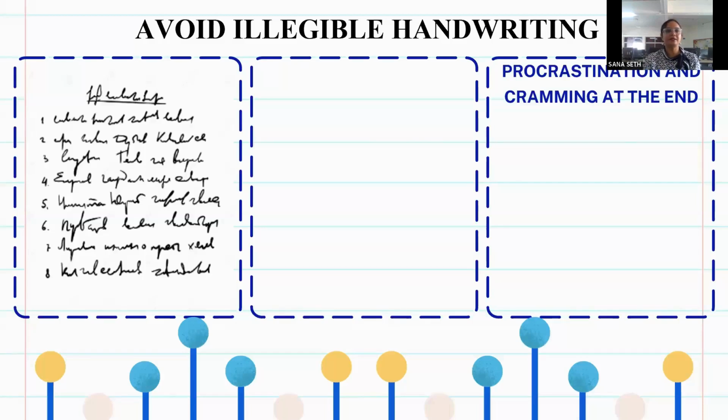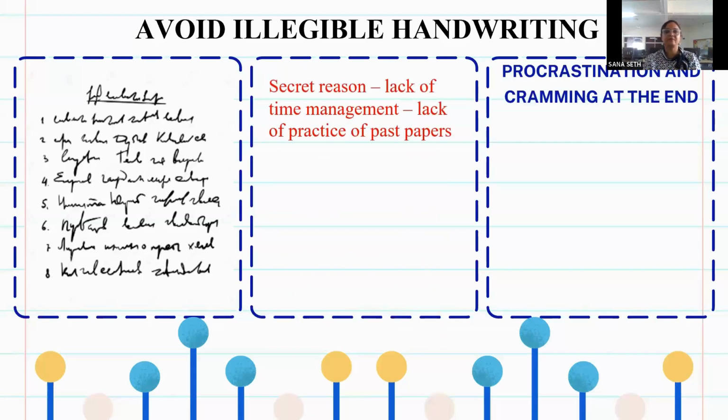Avoid illegible handwriting. Please be careful about this. It happens at the end when you're running short of time. Secret reason, lack of time management, lack of practice of past papers. Like I said, you should start past papers.